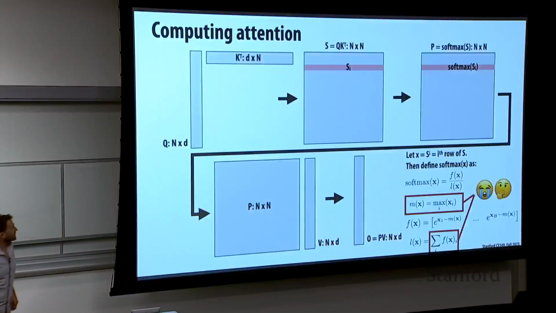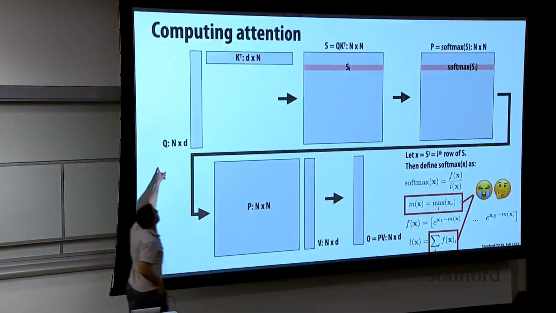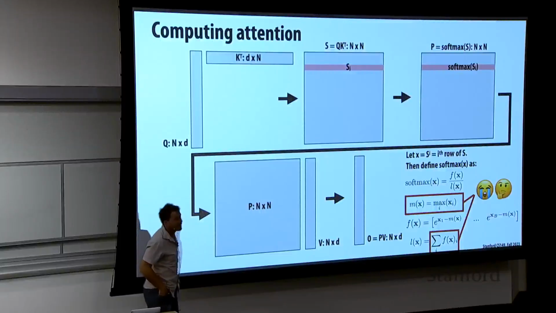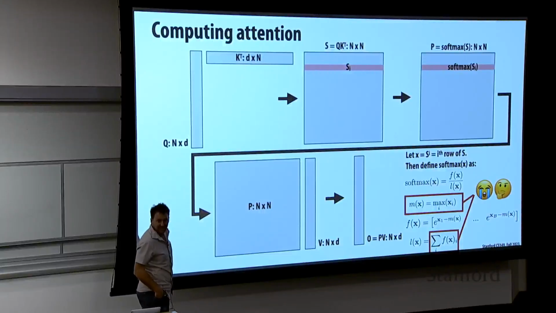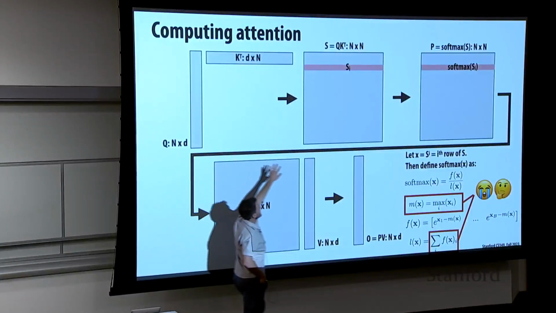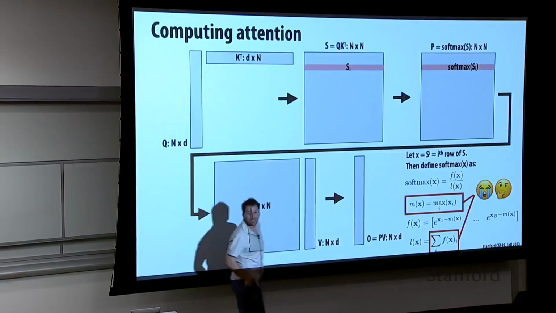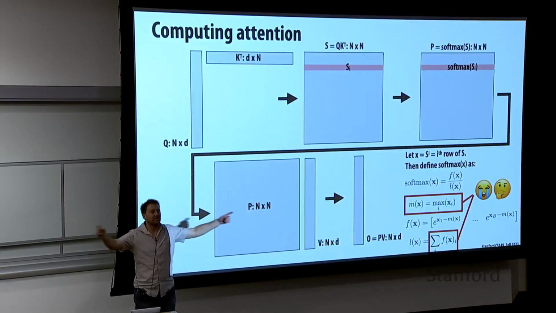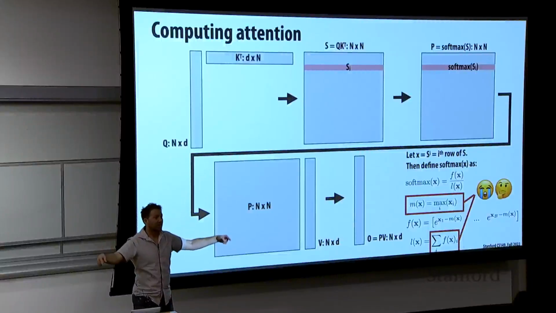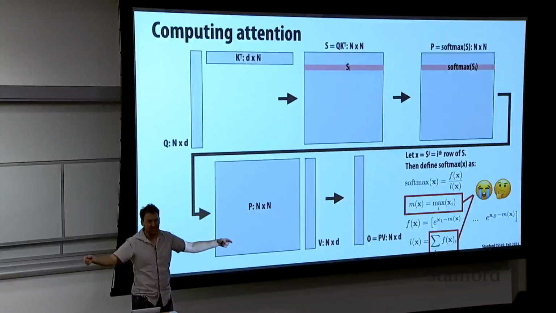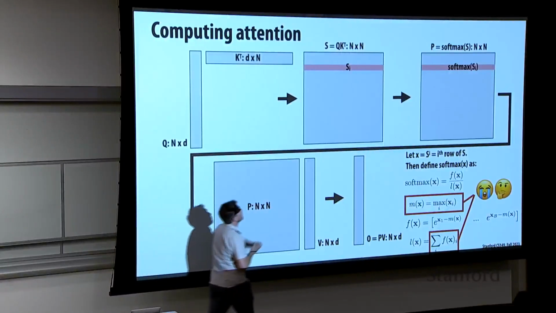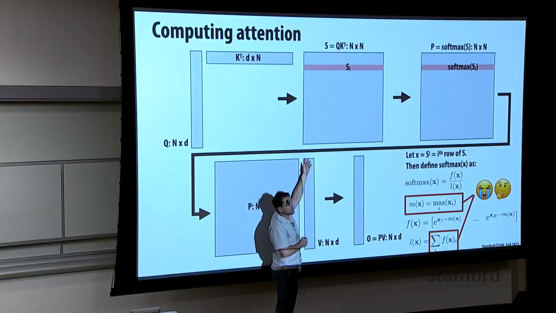So let me diagram this out for you. I have Q and my K vectors that are n by d. I multiply them together to get a matrix here that's n by n. And by the way, n is large, because if we think about sequences of tens of thousands of tokens, we're talking about n squared with n equals 10,000. This is a huge multi-gigabyte matrix.